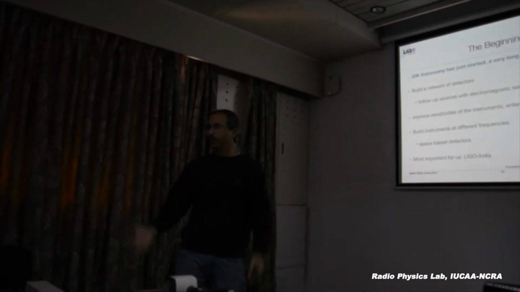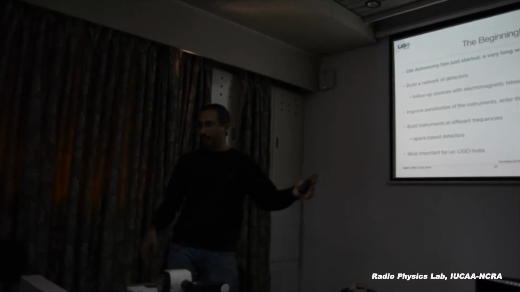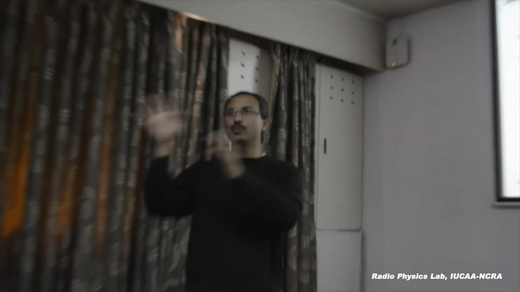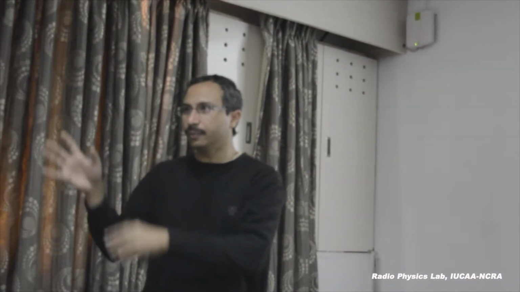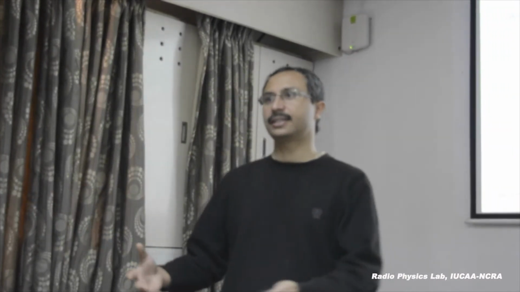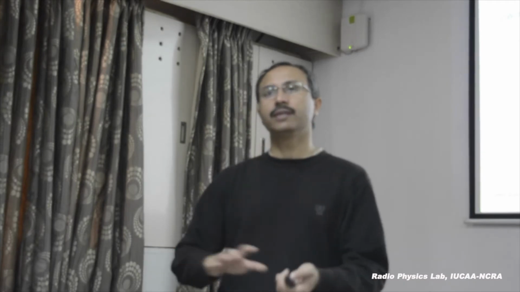We still don't know exactly how the black holes formed in the universe. I mean, there are different models. We don't know where they are, because we have very poor angular resolution right now. We don't know how many such black holes there are in the universe. Is what we detected just a statistical fluke, or are most of the black holes in the universe very massive? All these questions have to be answered, and that will require many detections.